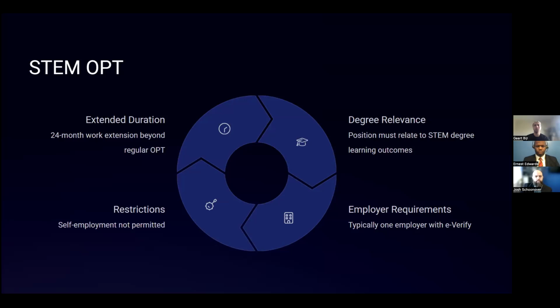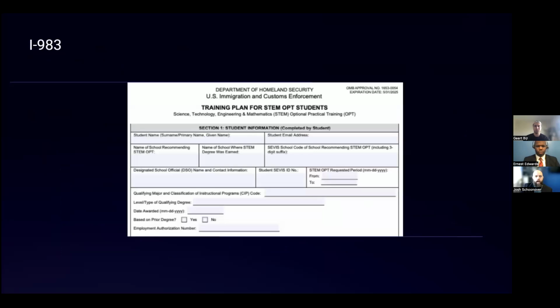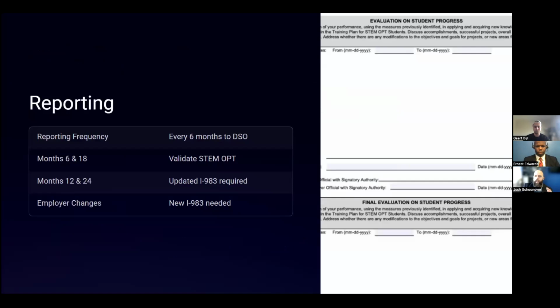At least there's STEM components to the position you can highlight while you're doing the I-983 plan. So this is something that you're going to have to do. You and your employer are going to have to fill out and submit that as part of your STEM application period. And then, that's going to go along with your submission. And every 6 months that you're on the STEM OPT, you're going to need to do a report, a check-in with your designated school official.